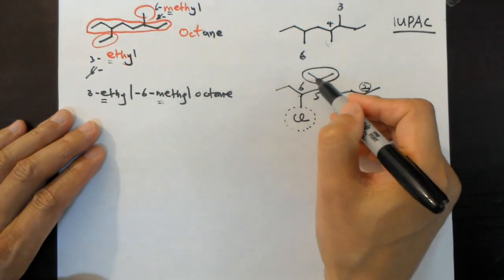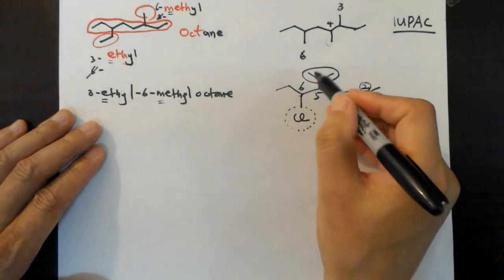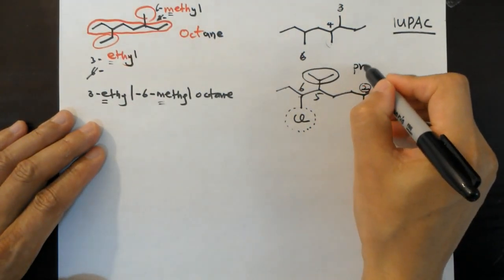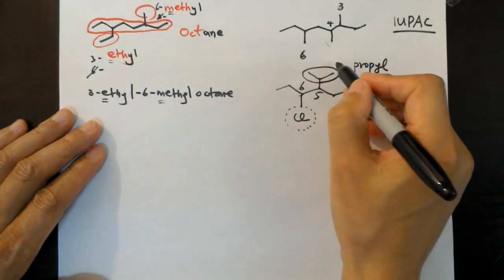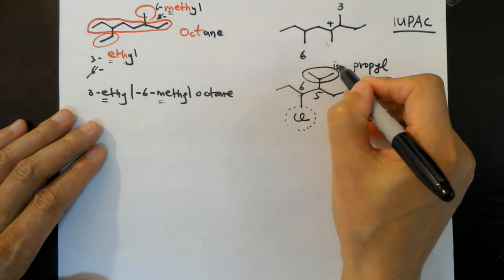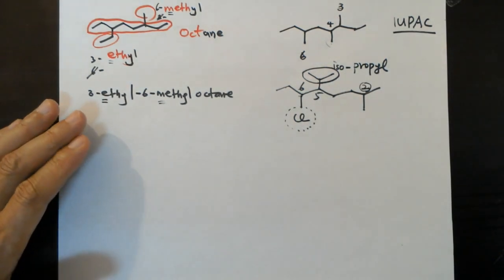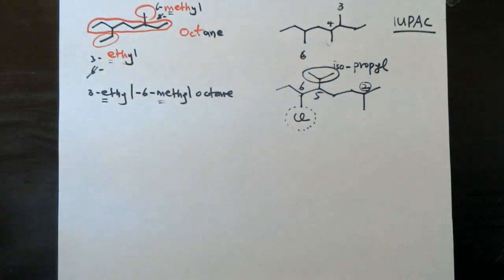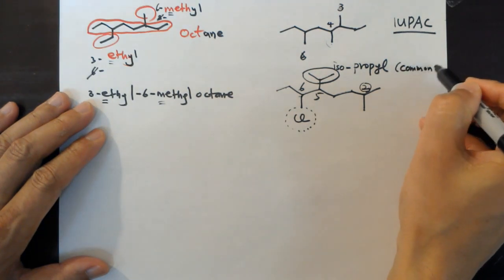So this Y-shape side chain with 3 carbons is propyl. But because of the shape, the common name is iso. So you can call it isopropyl. And that's acceptable, but it is a common name.